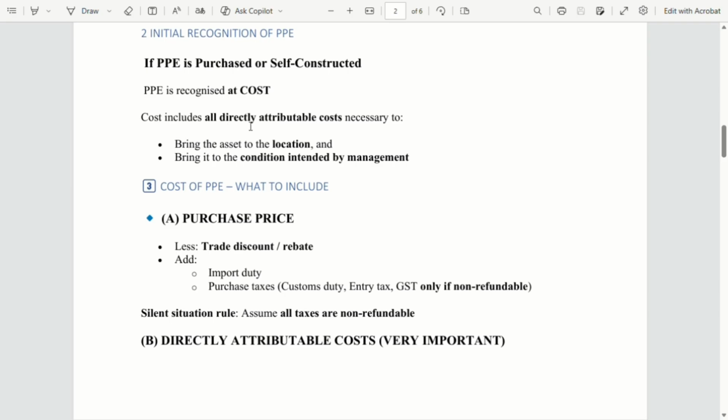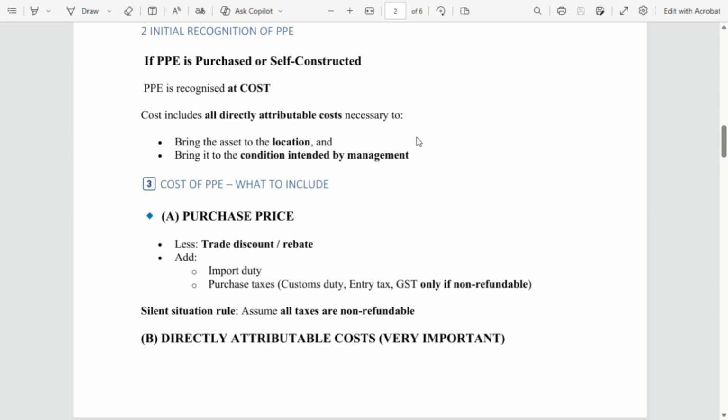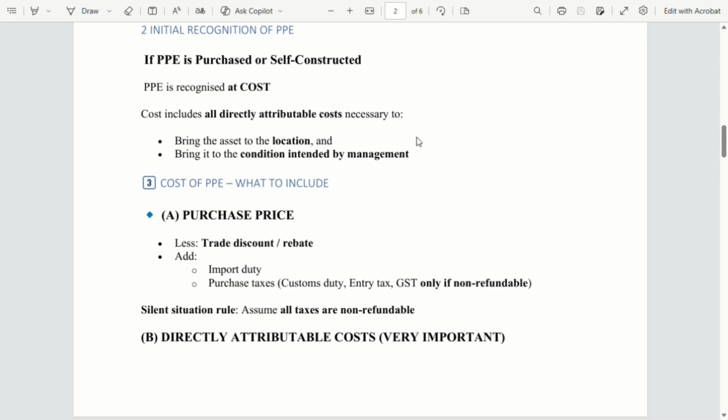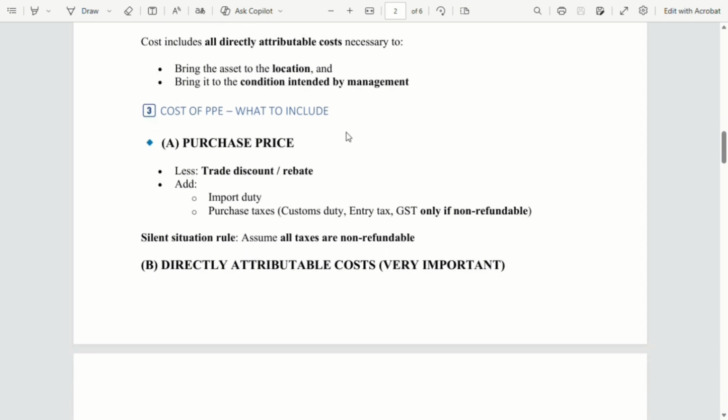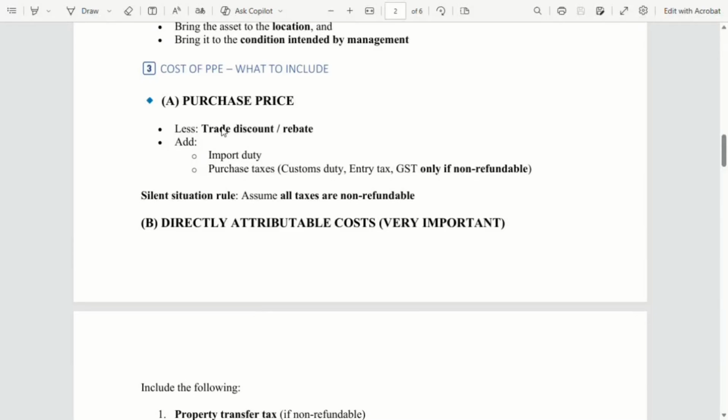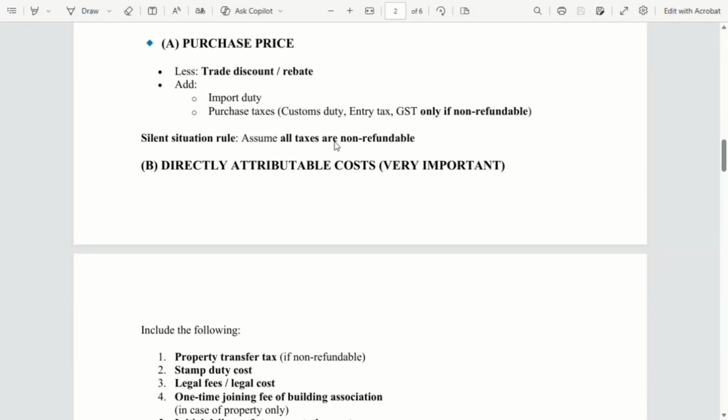Cost includes all directly attributable costs necessary to bring the asset to the location and condition intended by the management. तो जो हमें condition location चाहिए, वो location condition लाने के लिए जितने भी cost हम लोग incur कर रहे हैं, वो सारी cost include होगी. Cost of PPE, what to include. अभी cost of PPE में क्या क्या include होगा. First is the purchase price, then we are going to subtract trade discount and rebate, we are going to add import duty and purchase taxes. We will add only if it is non-refundable.